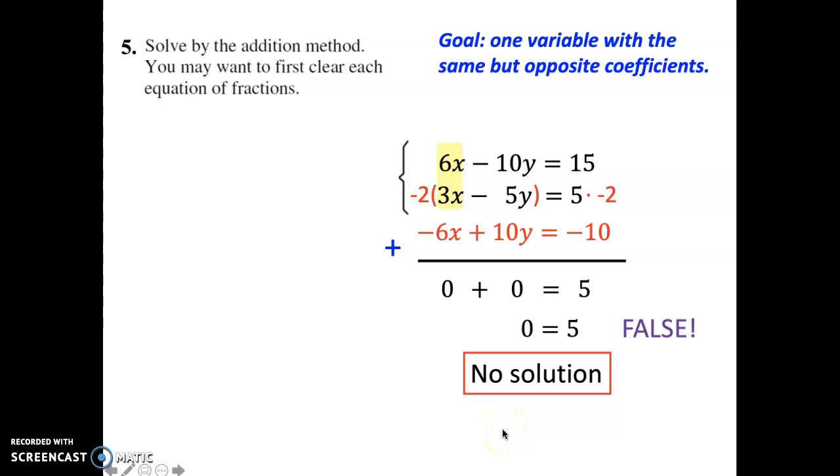If you get confused, you can put both of those equations into slope-intercept form and take a look at the equations. That's a good way to double check, if you get one of these weird answers, put them in slope-intercept form and take a look at them. You can tell.